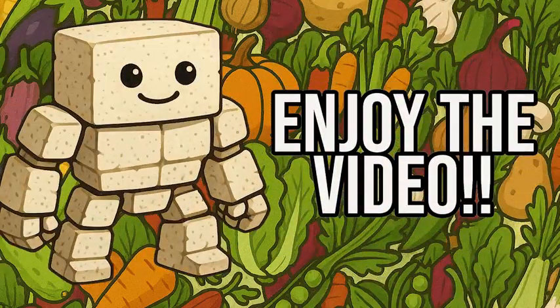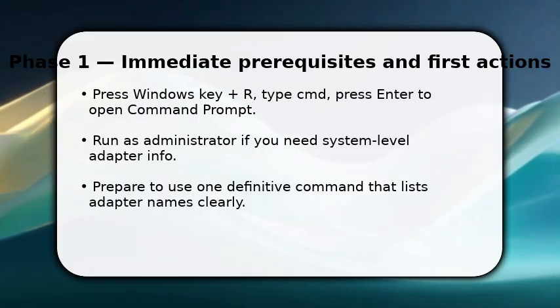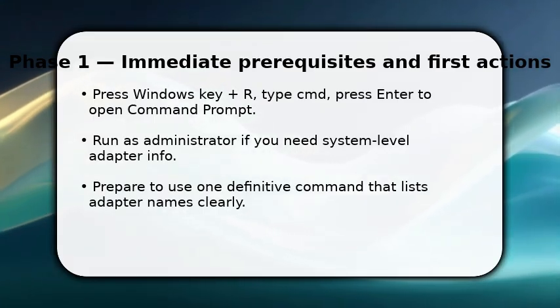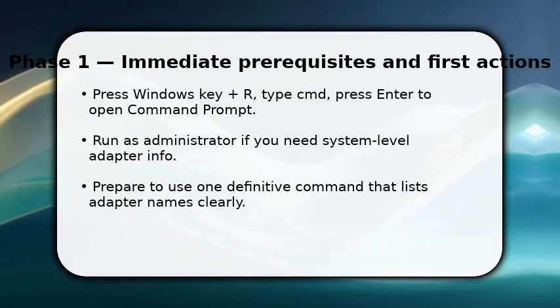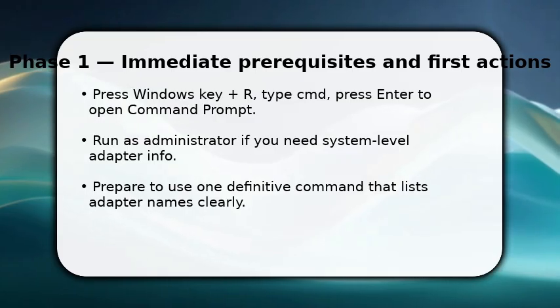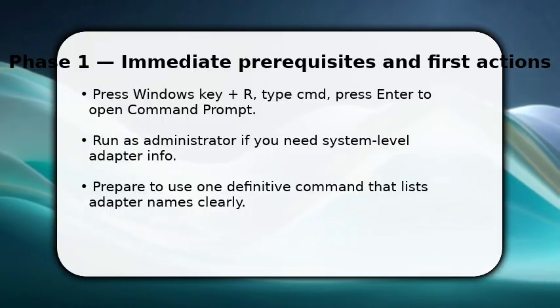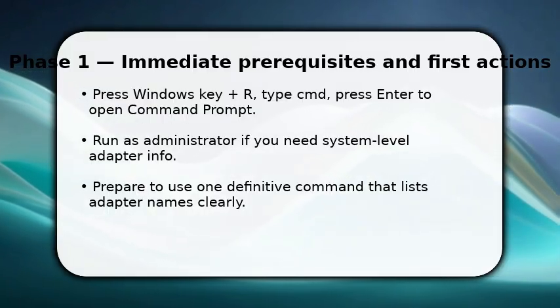Please enjoy the video. You will start by opening Command Prompt now. Do not use Settings or Control Panel. Once it appears, make sure you run it as administrator if you might need full details. You are using a single, definitive command, ipconfig /all, because it exposes the adapter labels exactly as Windows recognizes them.